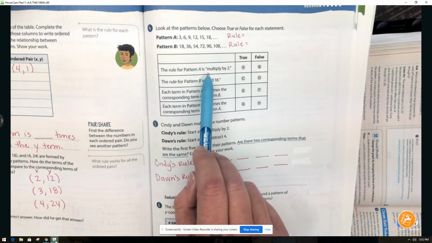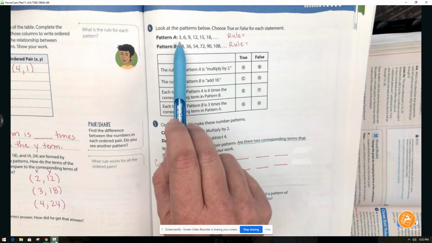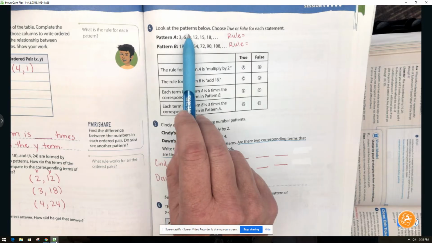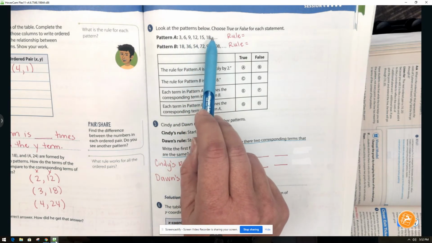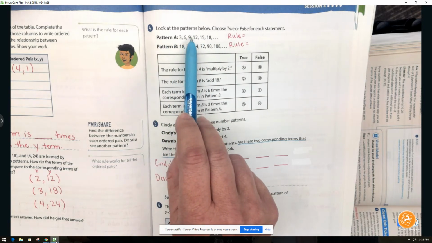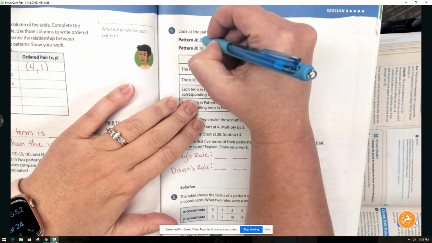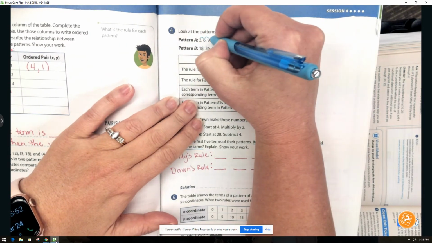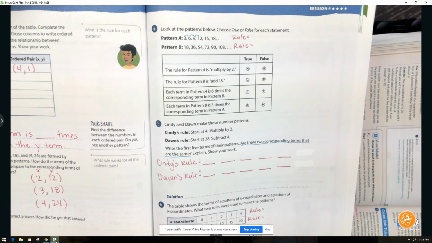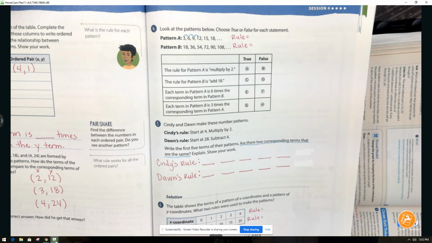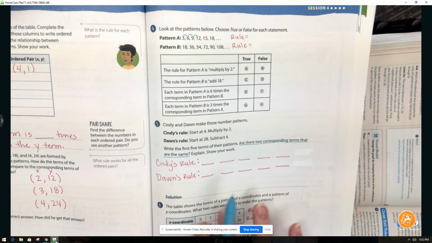So the rule for pattern A is multiply by 2. So for pattern A, do you multiply by 2 to keep moving from term to term? Make sure that you check maybe 2 or 3 of these to make sure that you look to see what the rule actually is. And you're going to choose true or false for each of those sentences.